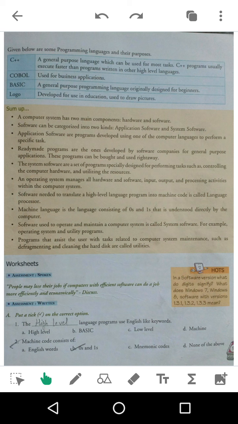So students, you will read these next points, from here to here you will read it. I have already explained this. So these are the key points of this chapter that you will learn.